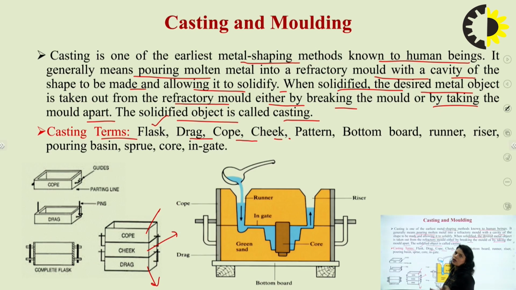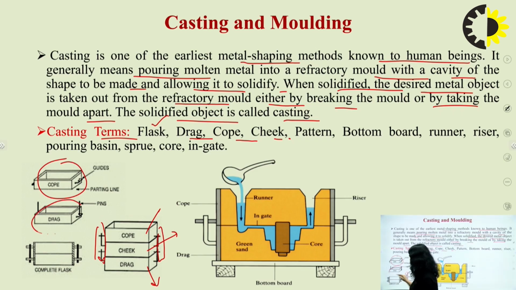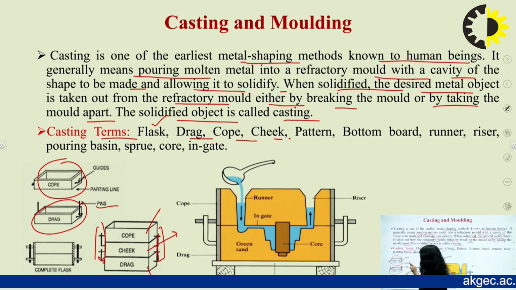So depending on our requirement, or depending on the shape of the mold cavity, we can use either two flasks or three flasks. These flasks are properly aligned with the help of the dowel pins. So here you can see the cope, you can see the drag. These are the pins. This is the complete flask. This is the gating system.